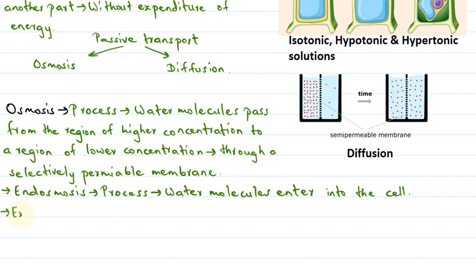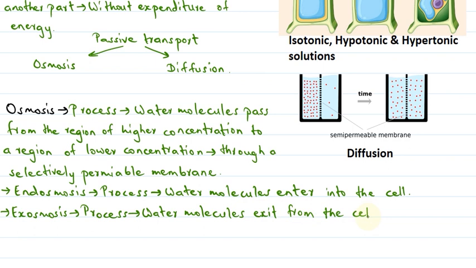And there is another process called exosmosis. What is exosmosis? It is also a process in which the water molecules exit from the cell, and this process is known as exosmosis. In plant cells, due to excess of exosmosis, the cytoplasm along with the plasma membrane shrinks away from the cell wall, and this process is known as plasmolysis.